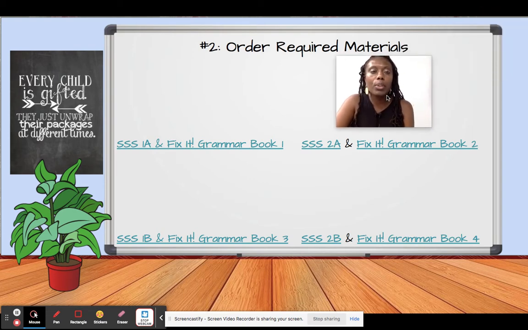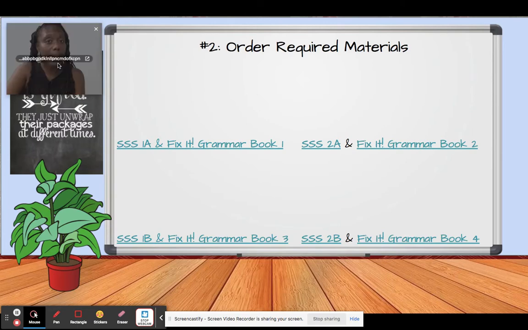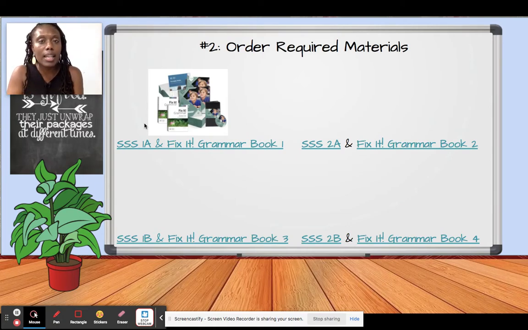So it's really important that you order your required materials and that your students have these for day one. So if you are in SSS 1A and Fix It Grammar Book 1, the link that was provided inside of the classroom linked you to the package. So IEW has a full package. It comes with everything you need. So you only need to go to that link and order all of the things. So you will get both your teacher and your student guide for the SSS 1A and your teacher and your student guide for the Fix It Grammar level.